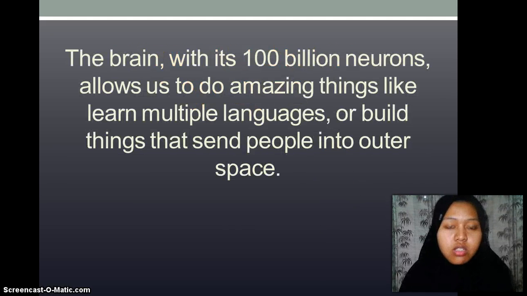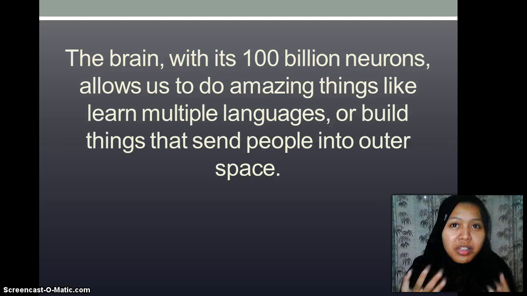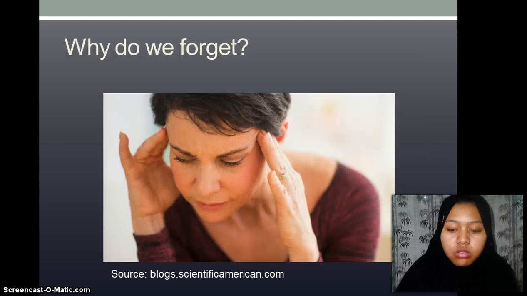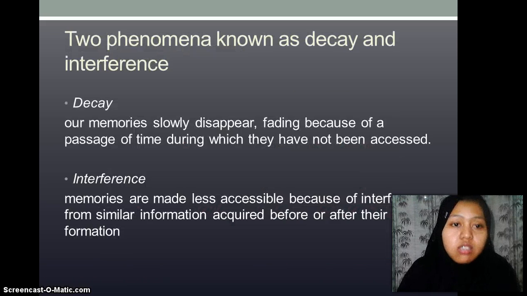The brain, with its 100 billion neurons, allows us to do amazing things like learn multiple languages or build things that send people into outer space. Yet, despite this astonishing capacity, we routinely can't remember where we put our keys. We forget why we went to the grocery store and many others. So, why do we forget, or what is the cause of forgetting?